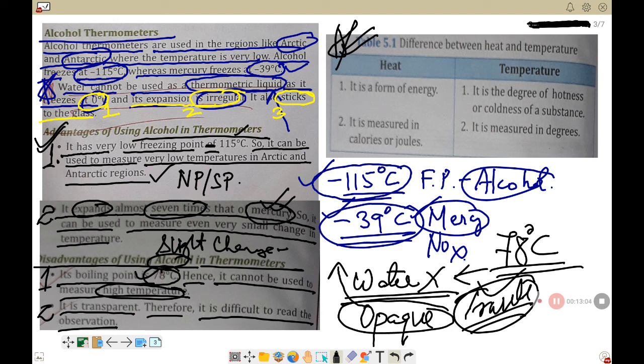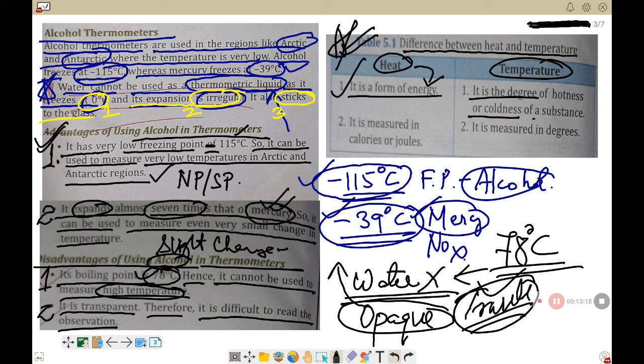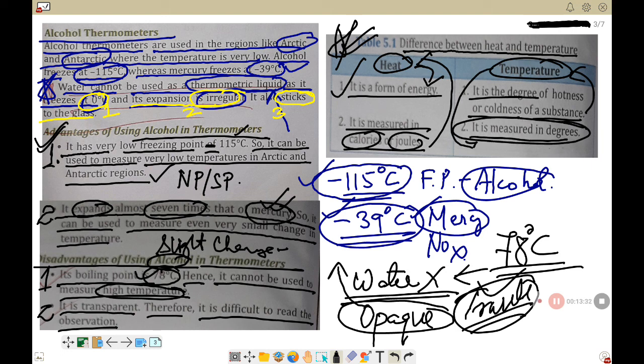So apart from this, you have table number 5.1 on your book on page number 78. Put a star mark on it because it shows you the two differences between heat and temperature. Number one, heat is a form of energy, whereas temperature shows you how hot or cold a body is, that is degree of hotness or coldness of a substance is given by temperature. Heat is measured in calories and joule, because calories, kilocalories and joules are the units of heat, whereas temperature is measured in degrees. So these are the two differences between heat and temperature.